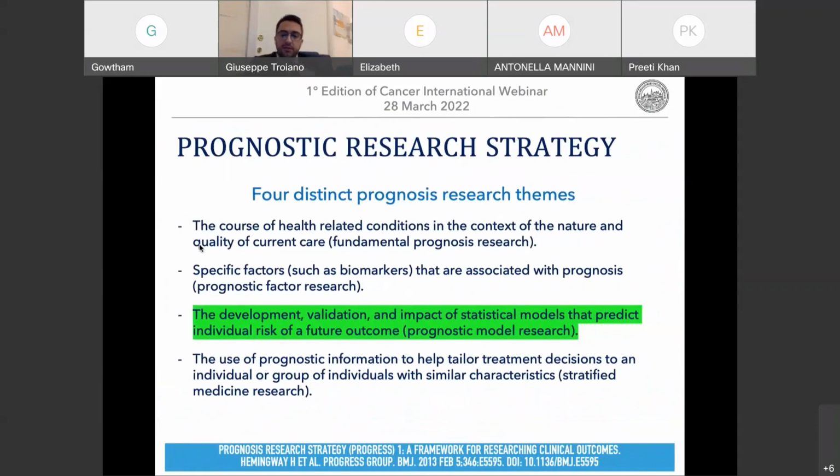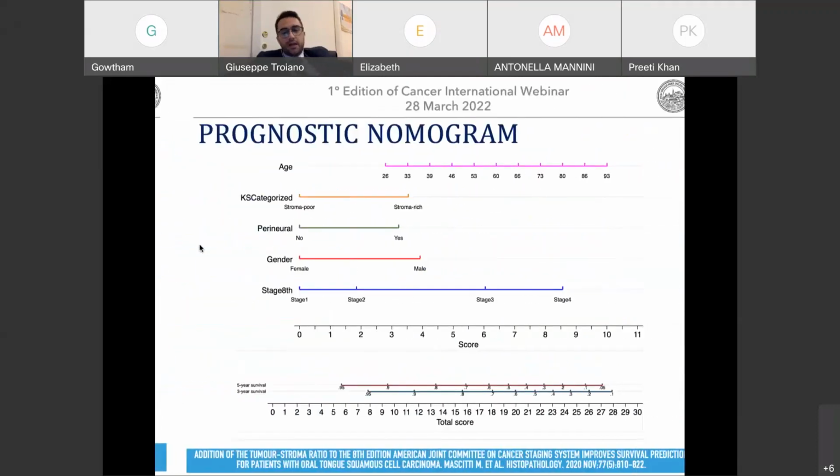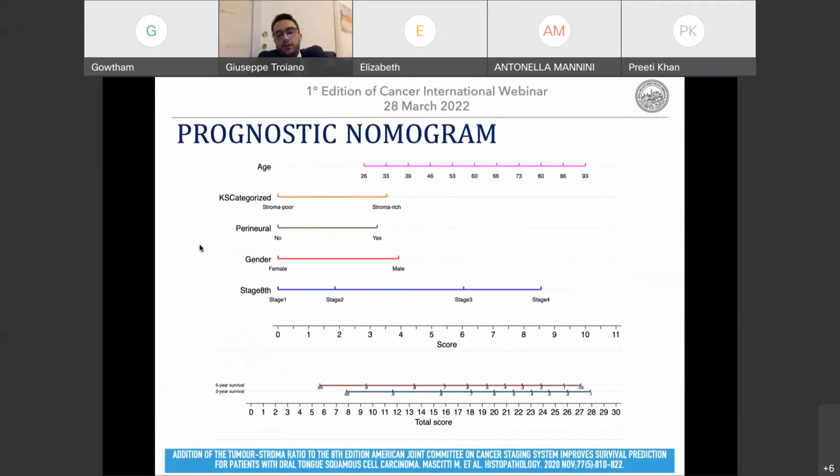After discovering prognostic biomarkers, the third group of prognosis research focuses on the development, validation and evaluation of statistical models that predict individual risk of a future outcome. So we are not talking about all patients, but we are focusing on the personal probability of an outcome for the single patient. This could be very interesting in the future if we are able to bring it to clinical practice.